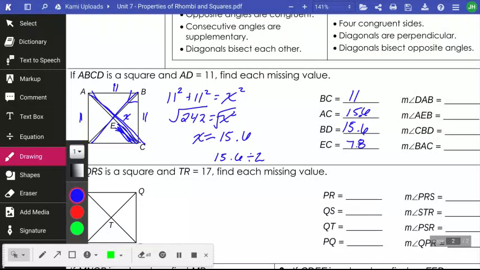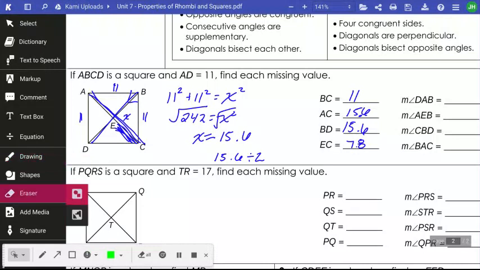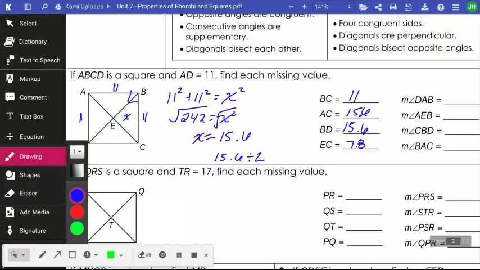Then we're going to go and do our angles. Okay, it wants to know DAB, and DAB is going to be a right angle. It wants to know AEB, and the diagonals intersect at a right angle. It wants to know CBD. Okay, we know that the angles are bisected, so we'll have to do 90 divided by 2, so we'll get 45. And then we need to do BAC, which again is a 90-degree angle being bisected into equal parts, which is another 45 degrees.